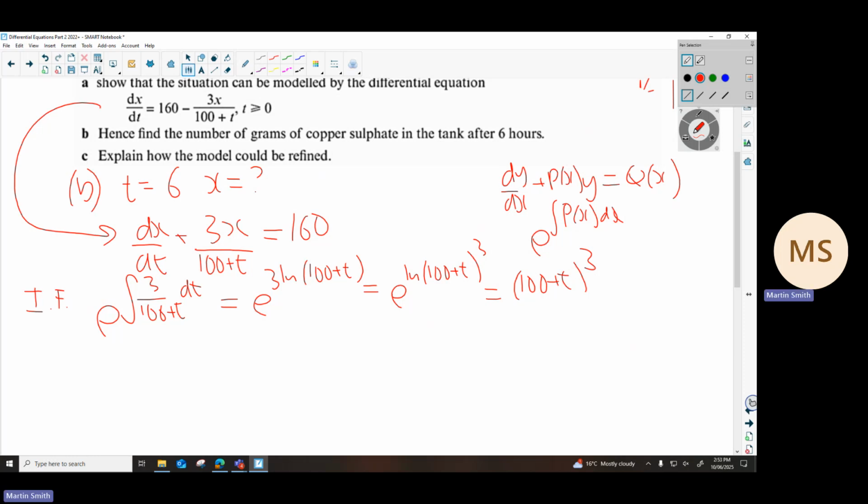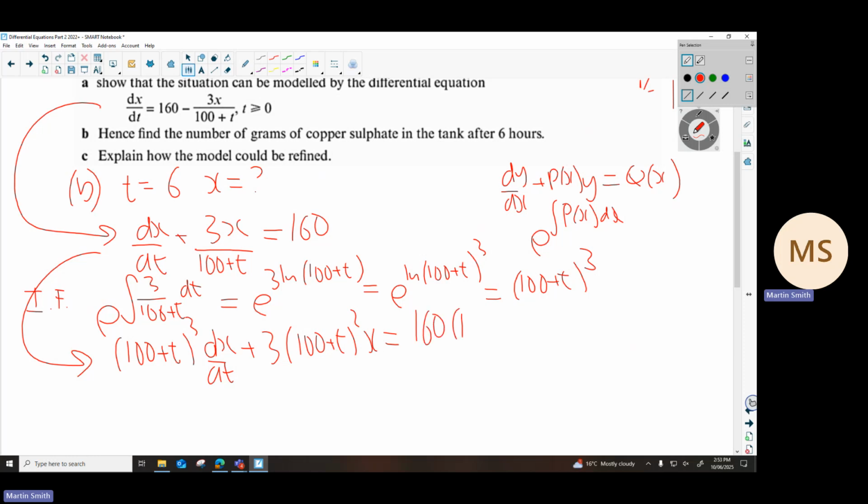I am now going to multiply the entire differential equation by the integrating factor of 100 plus t cubed. So when you do that, you will get 100 plus t cubed times dx by dt, plus, if you times the second term, 100 plus t on the bottom cancels out one of the 100 plus t's in the cubed one. So you get 3 times 100 plus t squared x equals, on the other side, we get 160 times 100 plus t cubed.